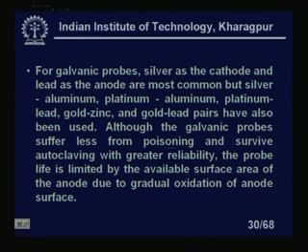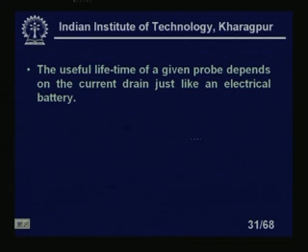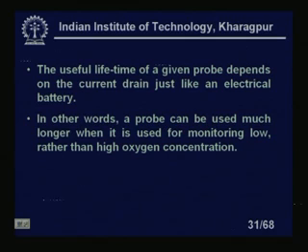For galvanic probes, silver as the cathode and lead as the anode are most common, but silver aluminum, platinum lead, gold zinc, and gold lead pairs have also been used. Although the galvanic probes suffer less from poisoning and survive autoclaving with greater reliability, the probe life is limited by the available surface area of the anode due to gradual oxidation of the anode surface. This is again a problem. The useful lifetime of a given probe depends on the current drain, just like an electric battery. In other words, a probe can be used much longer when it is used for monitoring low rather than high oxygen concentration. This is not in our hands.